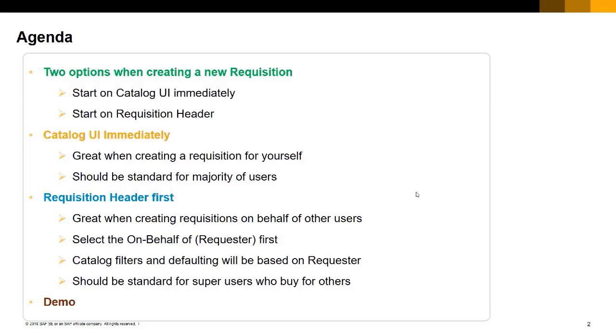This will then drive, as they're adding items to the requisition, to have the catalog filters kick in and all the defaulting of purchasing units and accounting elements and billing and shipping addresses to default based on that requester. So this is not the standard setup for all the users in the organizations, for the majority of the users, but for a subset who create on behalf of. I will show the screens on how to set this up first, and then we can do a demo.